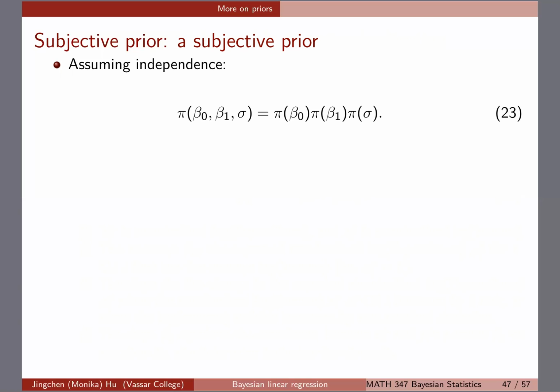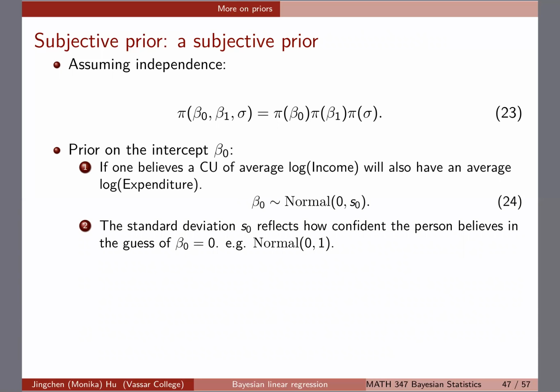So the simplest case, again, we assume independence among all of the parameters. That's why the joint prior of beta0, beta1, and sigma is the product of the three of them, which is in equation 23. So if we focus first on the intercept beta0, we know that beta0 is talking about what the log expenditure should be for a CU with average log income, because not everything is standardized. This is just one way to think about it. If you believe that the CU of an average log income will also have an average log expenditure, then you might just put a normal prior centered at 0 for this beta0.